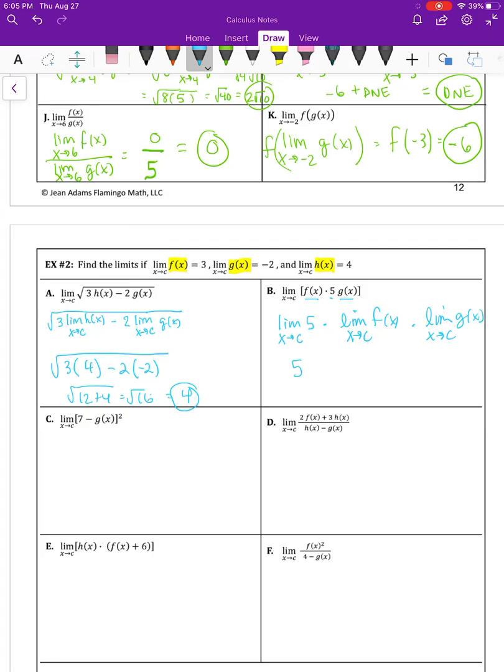Okay, limit of a constant is the constant. Limit of f of x they gave us was 3. Limit of g of x was -2. So this is going to be negative 30.